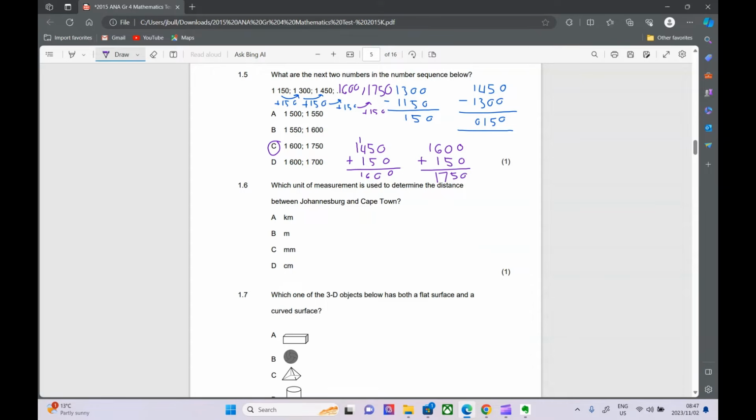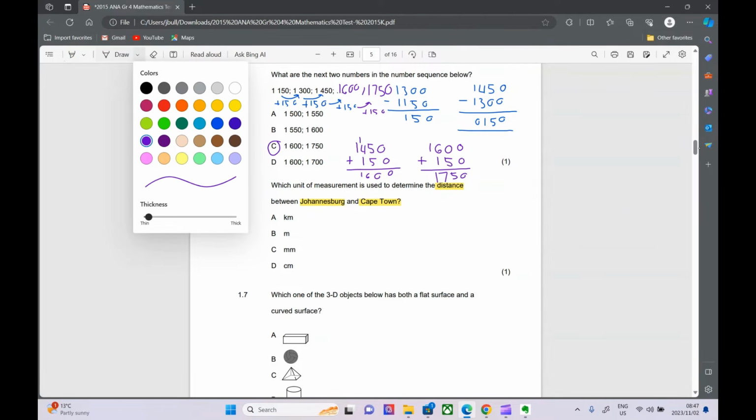1.6, which unit of measurement is used to determine the distance? Let's just highlight that word. So distance between Joburg and Cape Town. So distance, let's go through and rule out everything. They're all distance units, so that's fine. Let's go through and check.